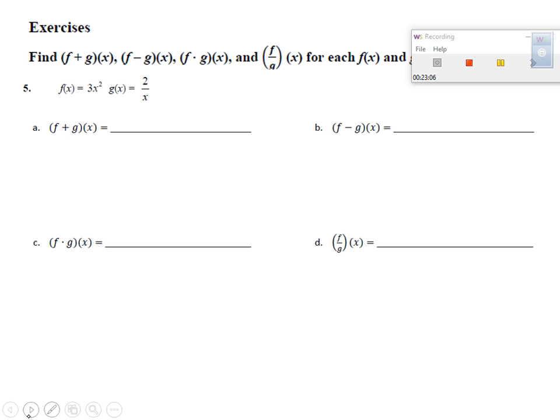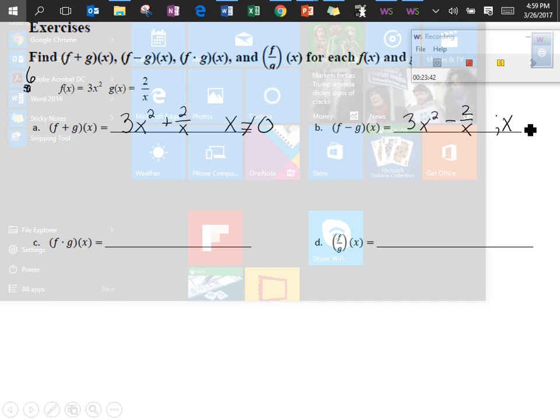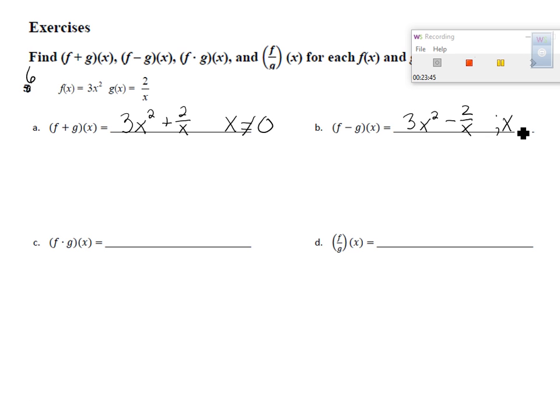I could talk about this number 6, but we're going to have the same thing. It's almost easier. When you do the addition, here's the answer: 3x squared plus 2 over x. The little trick part, though, is that I got a fraction. I got to tell the world that I can't have 0 in the denominator. The subtraction is going to look like 3x squared minus 2 over x. A fraction shows up. Tell the world that I can't use 0.